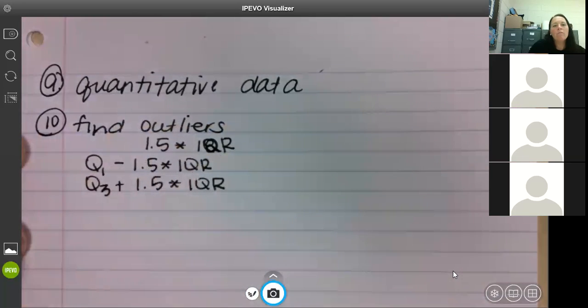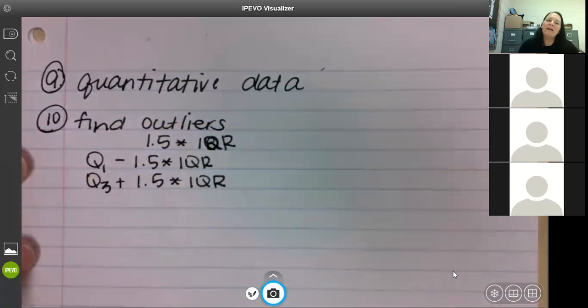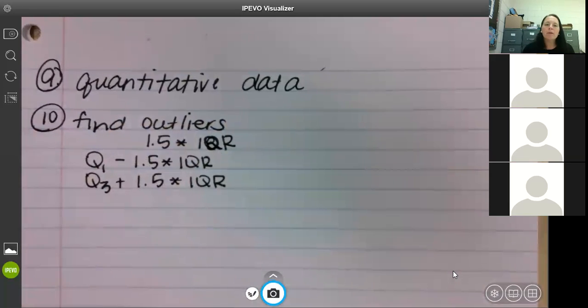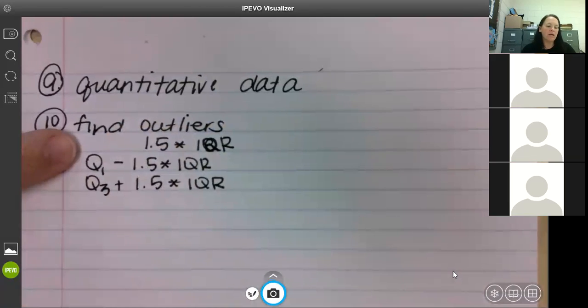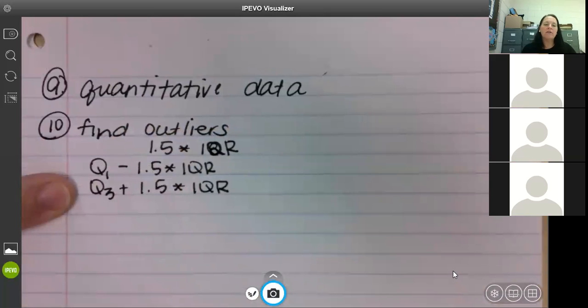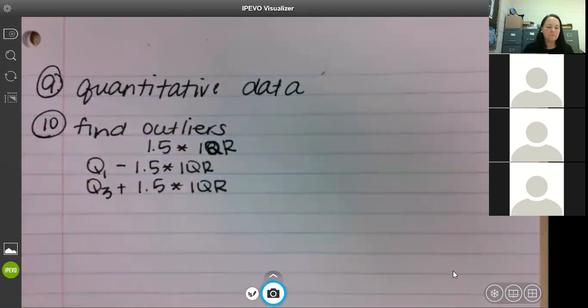Okay, so we do the 1.5 times IQR rule. We subtract it from Q1 and we add it to Q3. And if it falls outside of those two numbers, so lower than this number or higher than this one, then it's going to be an outlier. Okay.